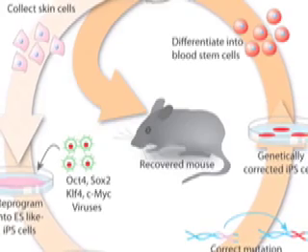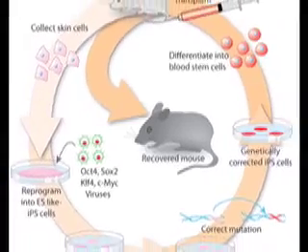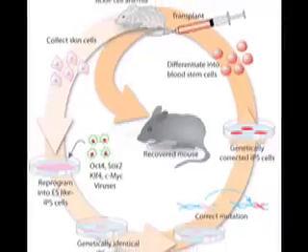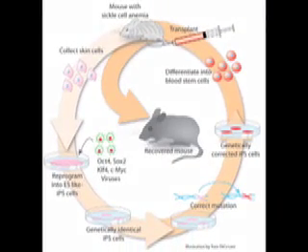To better understand the process, let's look at an overview of the situation. In this case, a mouse with sickle cell anemia had skin cells collected. These cells were cultured and then reprogrammed into embryonic stem-like iPS cells by adding OCT4, SOX2, and a variety of other gene-altering viruses. How do we insert these genes?